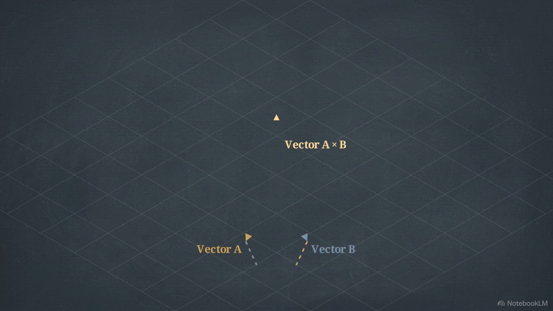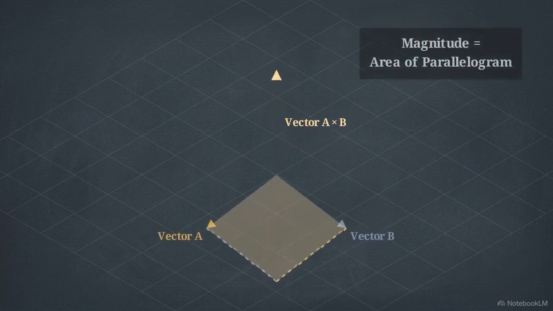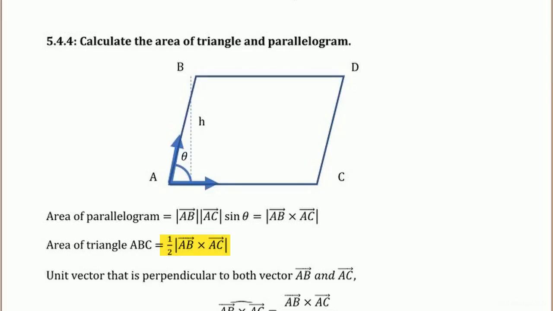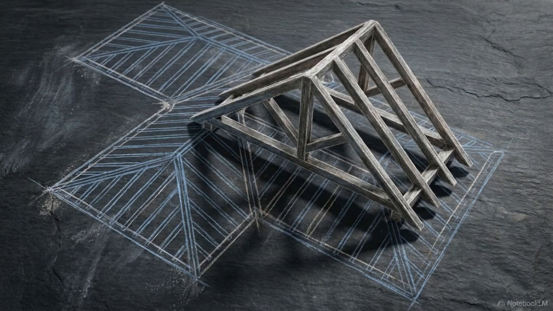The magnitude of this vertical arrow is identical to the area of the parallelogram formed by the two original vectors. By dividing this magnitude in half, engineers can instantly calculate the area of the triangle formed between the two vector points. The cross product allows engineers to define and measure the geometric space occupied between interacting forces.